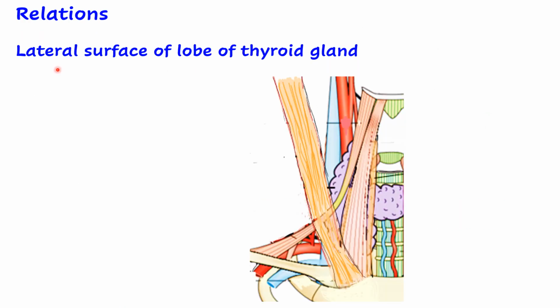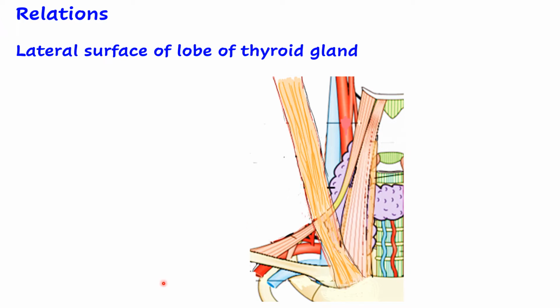Let us look at the relations of the different surfaces of the thyroid gland. First, we will consider the lateral surface or the superficial surface. Part of the superficial or lateral surface can be seen here, but most of it is hidden by these muscles. So you can see here how many muscles are there? 4. 1, 2, 3 and 4. So 4 muscles will be present which will be coming in relation to the lateral surface.